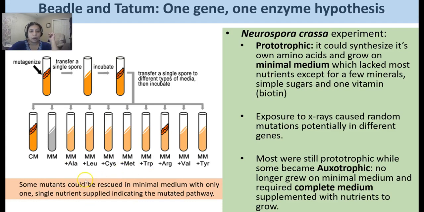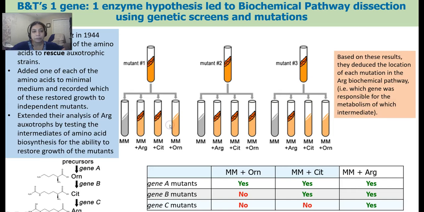And so they tried, for example, all these different amino acids, and it only grew when the minimal media was supplemented with arginine, which meant that the original mutation that happened in that particular strain, or in that particular spore that they were looking at, was in the arginine pathway, so that it was no longer able to make its own arginine. It was able to make all the other amino acids. It didn't need them, but it did need arginine to be provided to it because otherwise it wouldn't work.